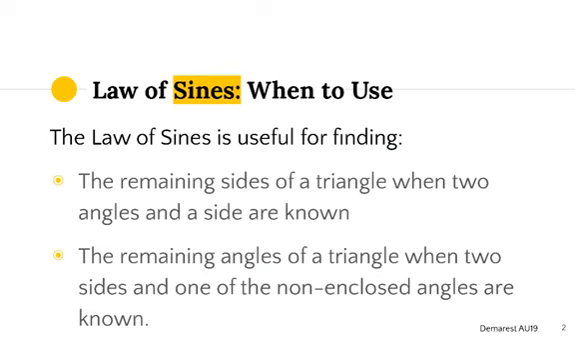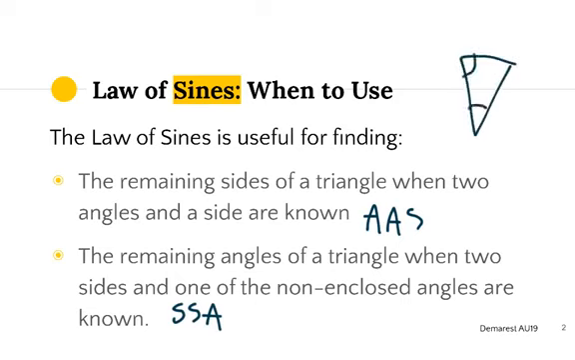It's not like any non-right triangle you're given, you're just going to be able to use law of sines, right? The times we can use it is when we know at least two angles and a side. I like to refer to that as angle, angle, side. Or when we know two sides and the non-enclosed angle. So that's going to be side, side, angle, or angle, side, side, right? So angle, angle, side would just be if we know this angle, and we know a side, right?